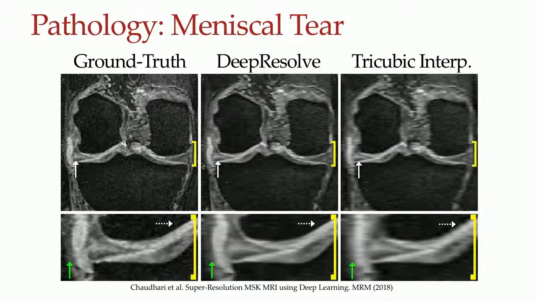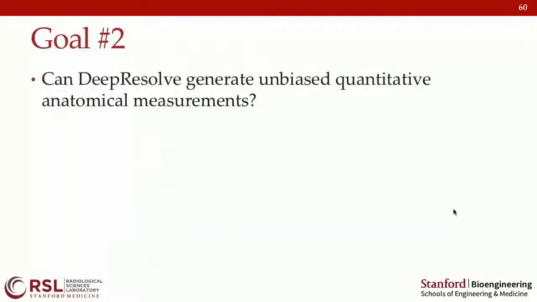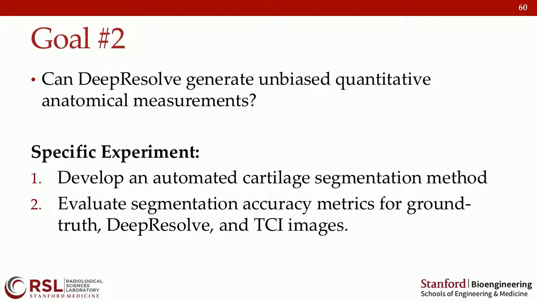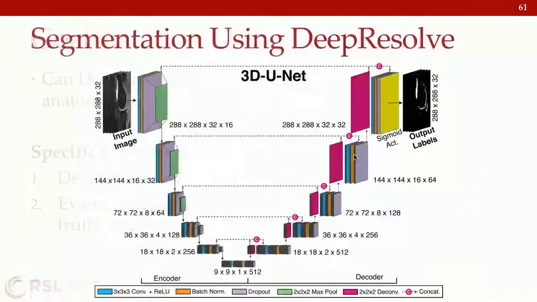Again, here on the left, ground truth. In the middle, DeepResolve with this meniscal tear and perimeniscal cyst. Very superior to the typical approach to improving the slice resolution through interpolation. So the second goal is to automate segmentation with machine learning. So can we use this type of technique to automatically segment the cartilage and then evaluate the segmentation accuracy compared with ground truth and cubic interpolation methods?